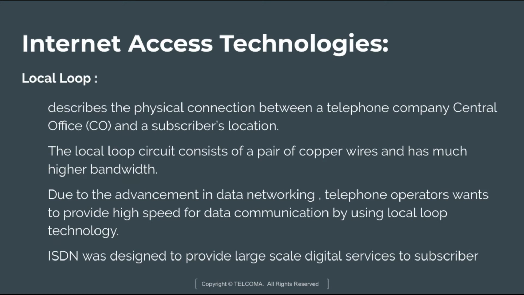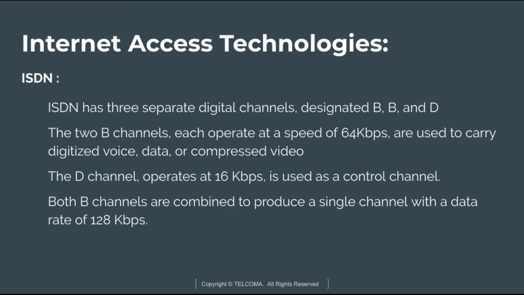ISDN stands for Integrated Services Digital Network. ISDN has three separate digital channels designated 2B and 1D. The 2B channels each operate at a speed of 64 kbps and are used to carry digitized voice, data or compressed video. The D channel operates at 16 kilobits per second and it is used as a control channel. A subscriber uses the D channel to request services which are then supplied over the B channel. When ISDN was first proposed, 128 kilobits seemed a much faster speed than the dial-up modem. Both B channels are combined to produce a single channel with a data rate of 128 kilobits per second.